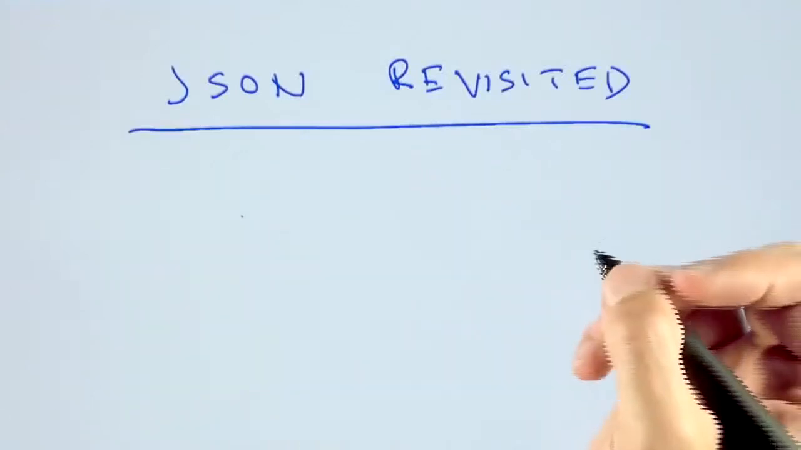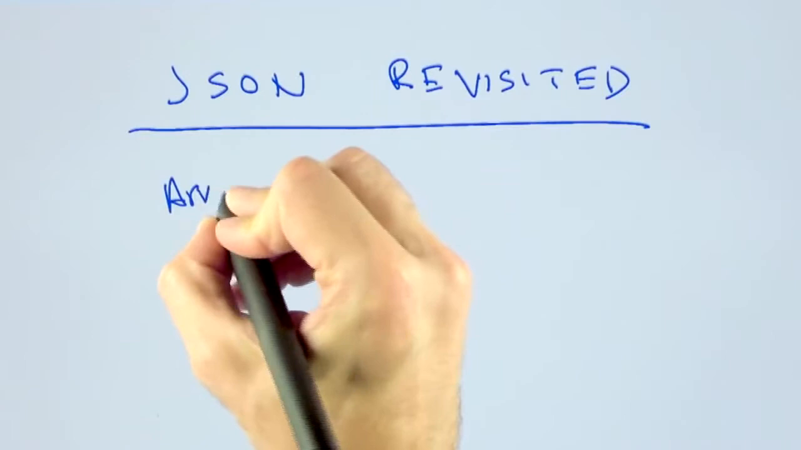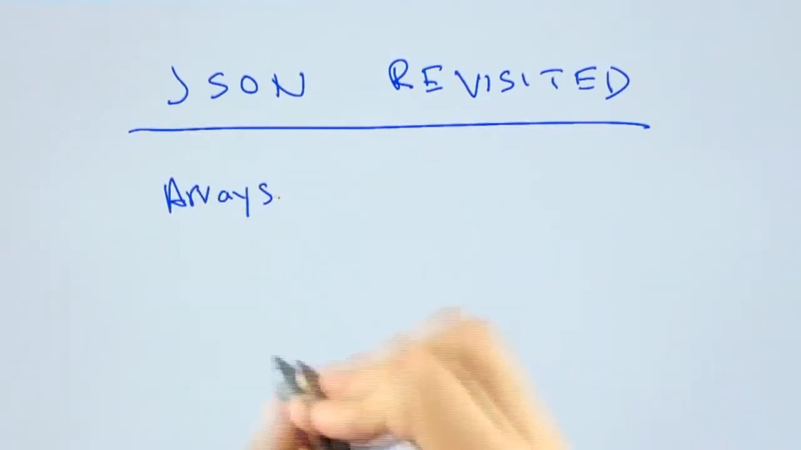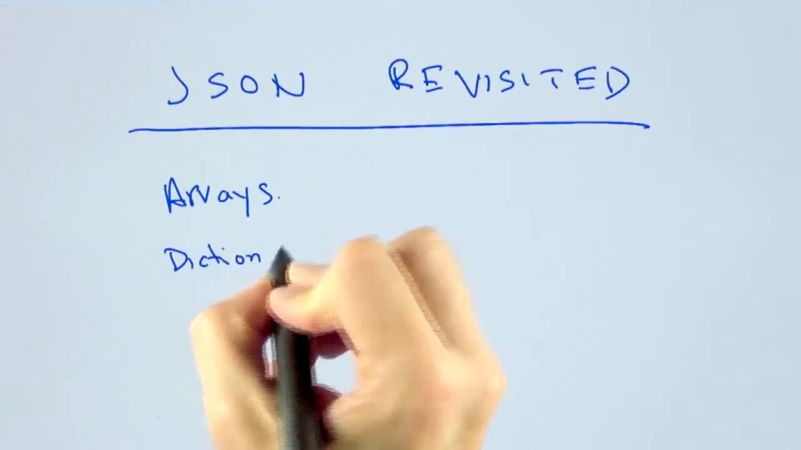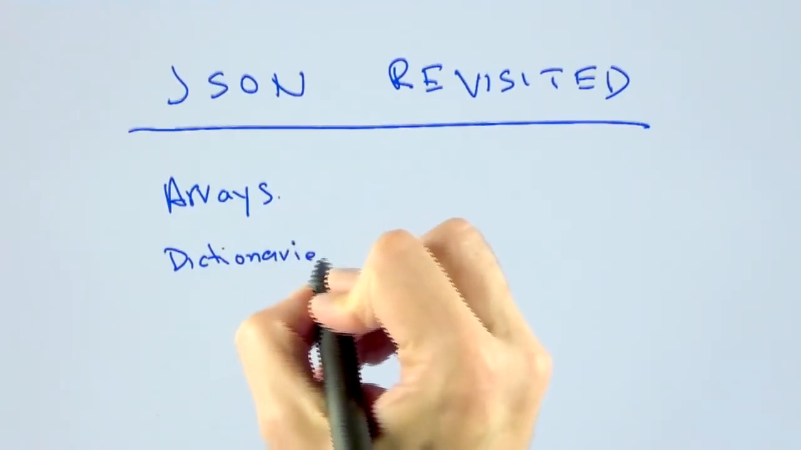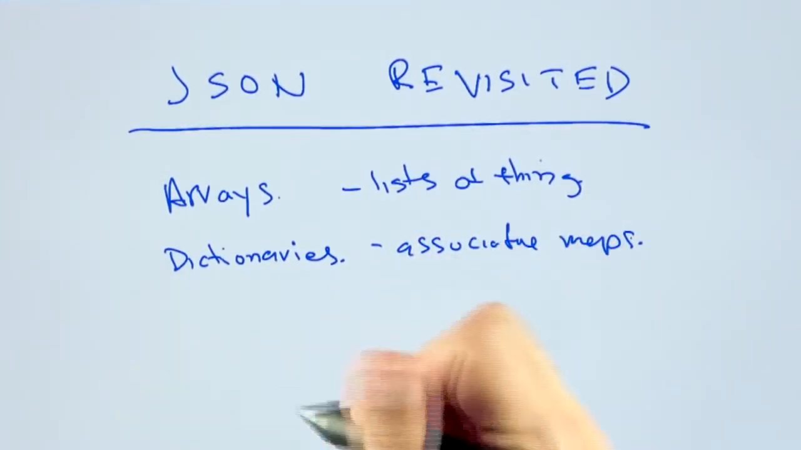All right, let's revisit JSON now and talk about what it can represent, and then we're going to get to why it can represent it. There are only two basic data structures inside JSON, and they are arrays and dictionaries. Now, we all know what arrays are. Arrays are lists of things, and dictionaries are these associative maps. So they can be combined in arbitrary ways.